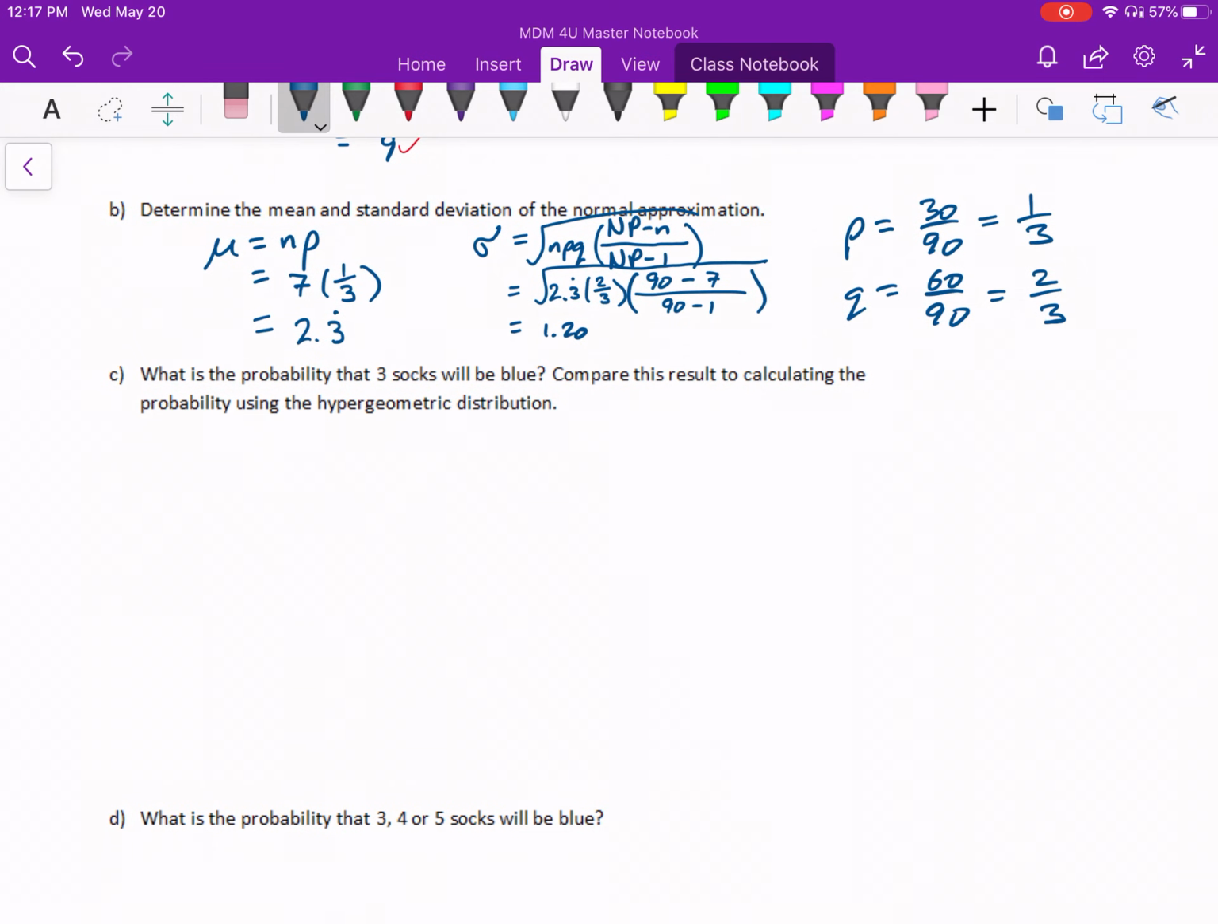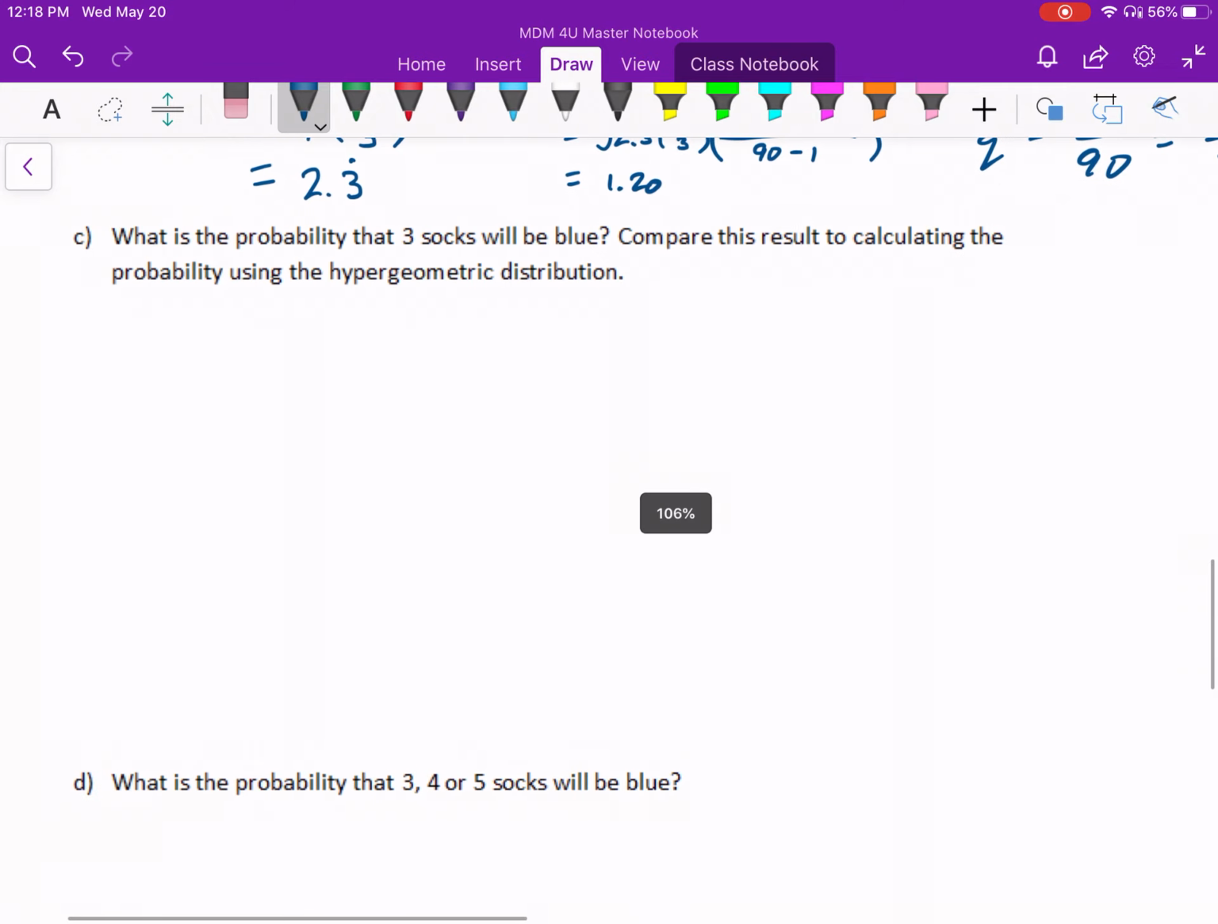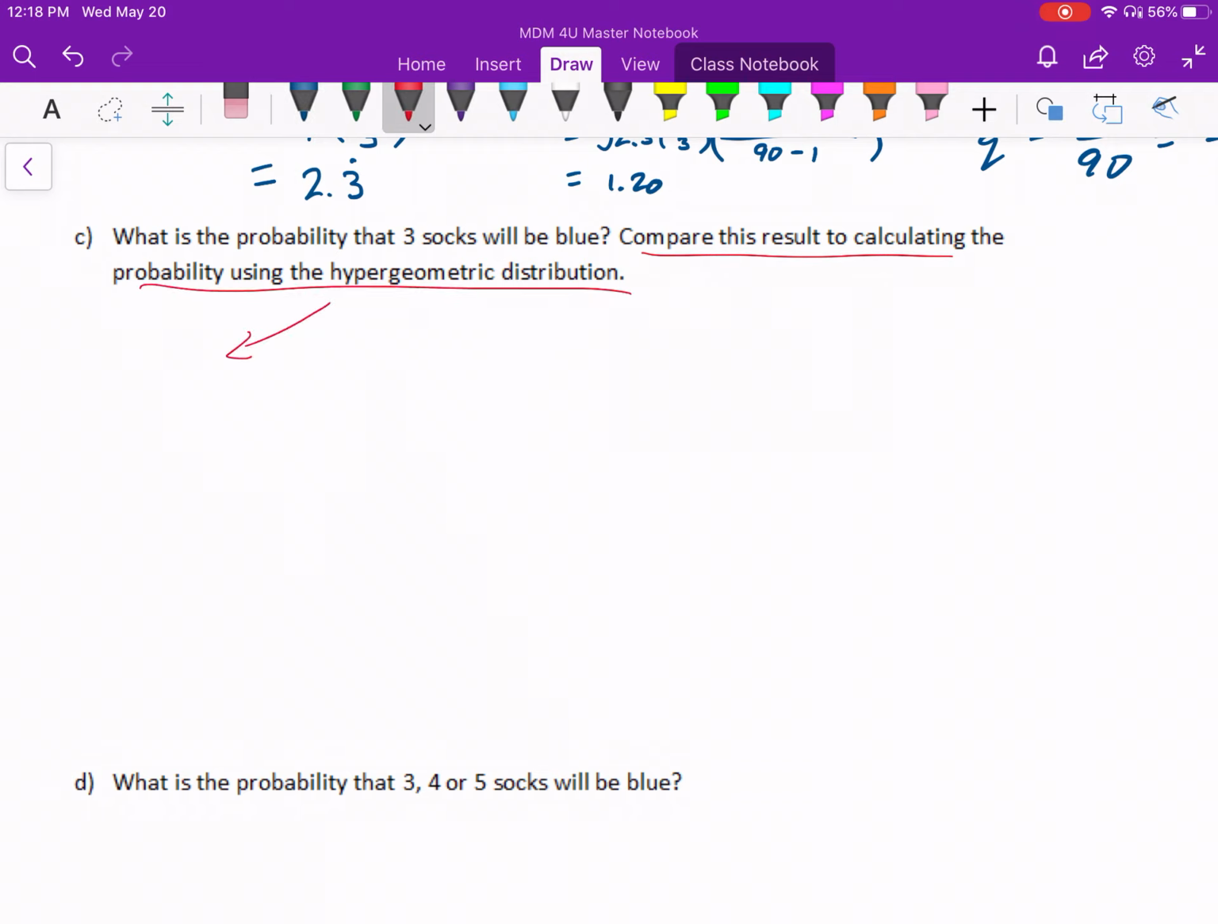What's the probability that exactly three socks will be blue? Compare this result to calculating the probability using a hypergeometric distribution. Let's start by doing the hypergeometric distribution, because finding a single value like this is actually going to be fairly easy. And again, I wouldn't really use the approximation in this case. It's just to serve for comparison. But let's start with this. And I'll do this in red like I did last time, just to make it stand out a bit.